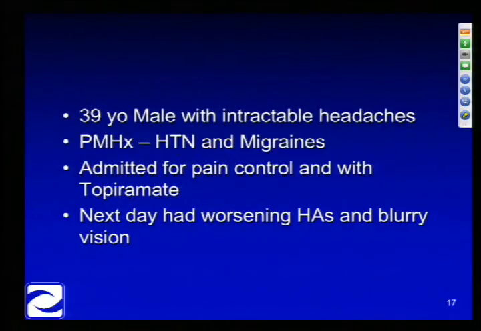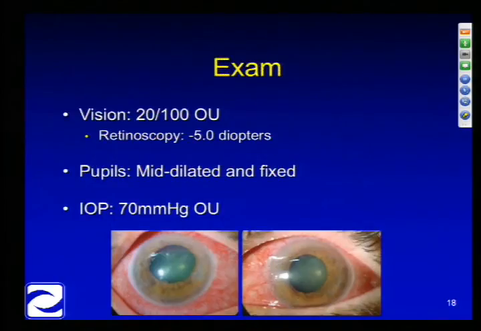I wanted to present a patient that one of my partners saw a few years ago, a 39-year-old male that had intractable headaches. He had a past medical history of hypertension and migraines, and he was admitted for pain control and was treated with topiramate. After this treatment was started, the next day he had worsening headaches and blurry vision. On examination, his visual acuity had dropped off to 20/100. And he had a big myopic shift. He'd become very nearsighted, up to -5. His pupils were mid-dilated and fixed, and his intraocular pressure was 70, and his eyes were quite injected.